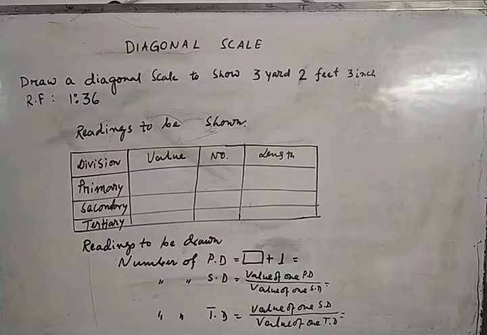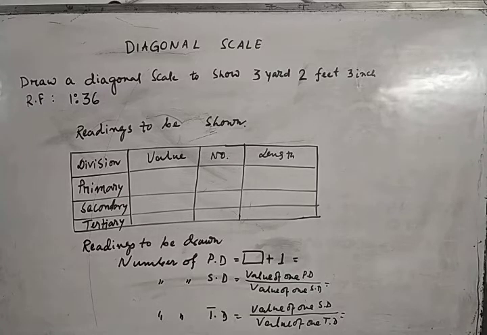Now, I shall discuss the construction of diagonal scale. So, this is one type of linear scale or graphical scale. There are different forms of graphical scale: simple linear scale, comparative scale, diagonal scale, and Vernier scale. Among these, diagonal scale is very important for accurate measurement.